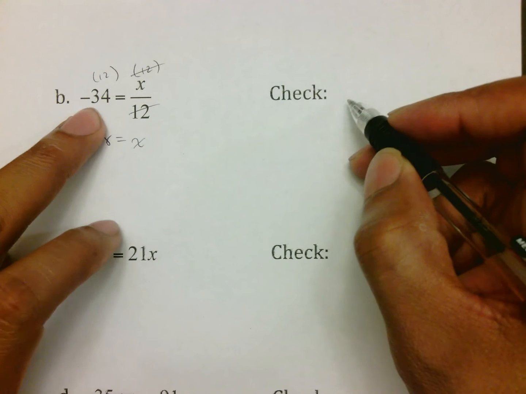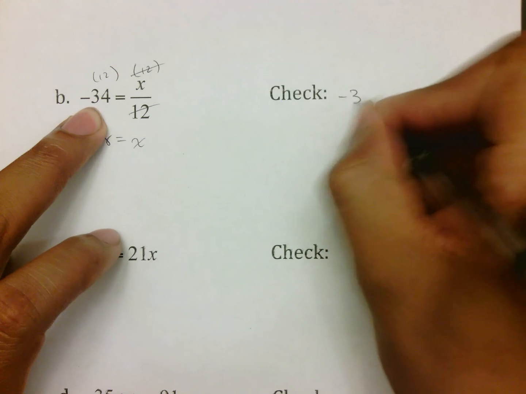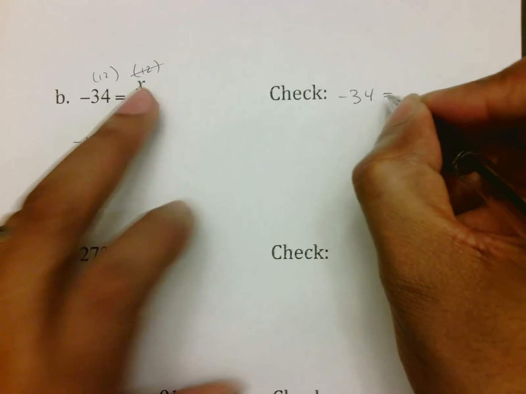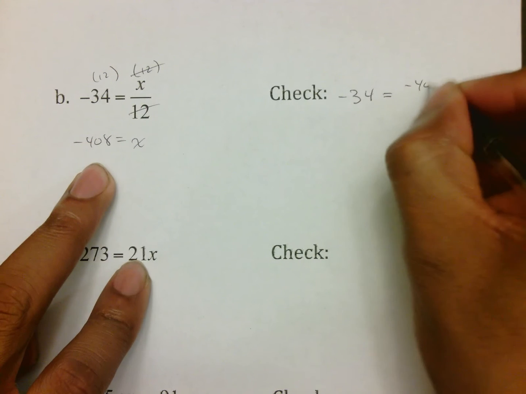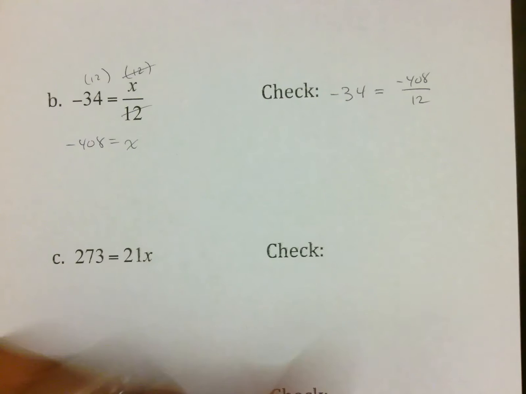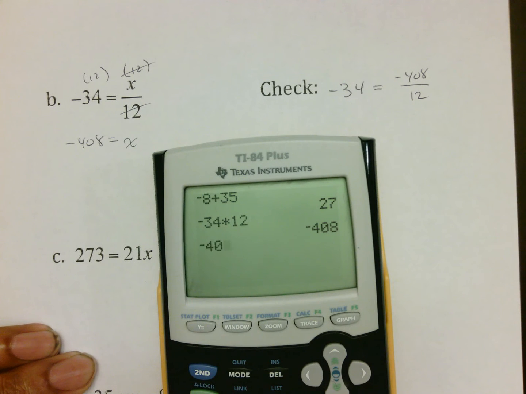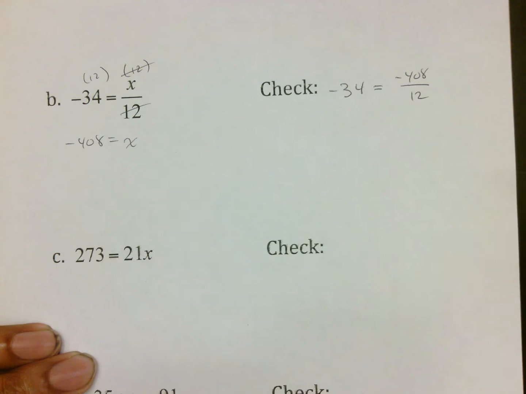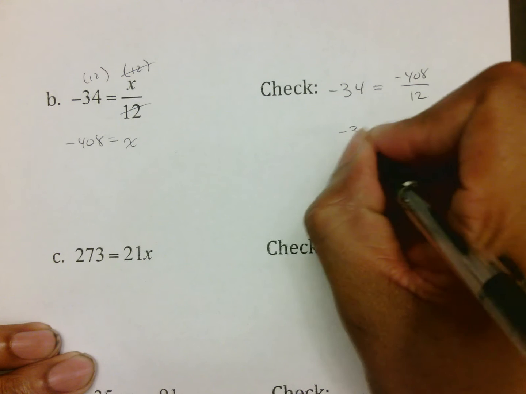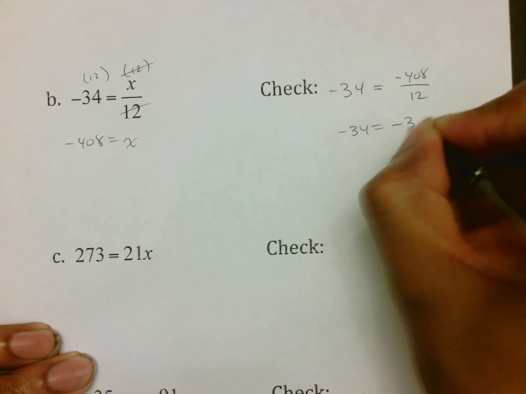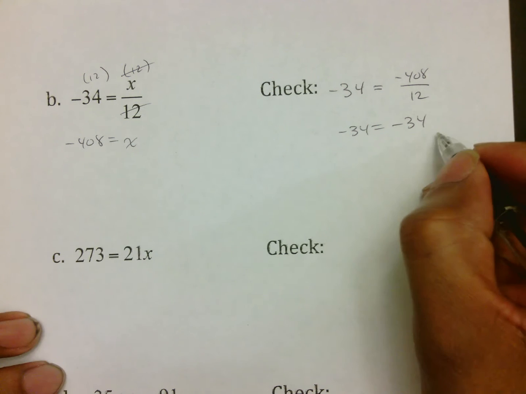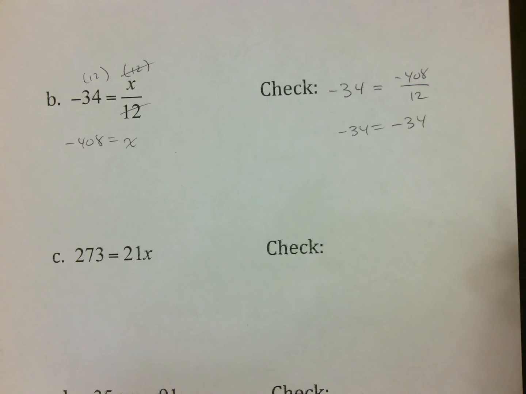Again, that being our answer, now we want to check it. And all you have to do is write it exactly the way it is. So negative 34 equals, instead of x, we're going to put negative 408 over 12. Take your calculator and make sure negative 408 divided by 12 equals what we need it to. And notice that we get the answer of negative 34. So this ends up saying negative 34 equals negative 34, which means that the solution works. And we know that we got our answer right. This is what we are adding in, is the check part today.